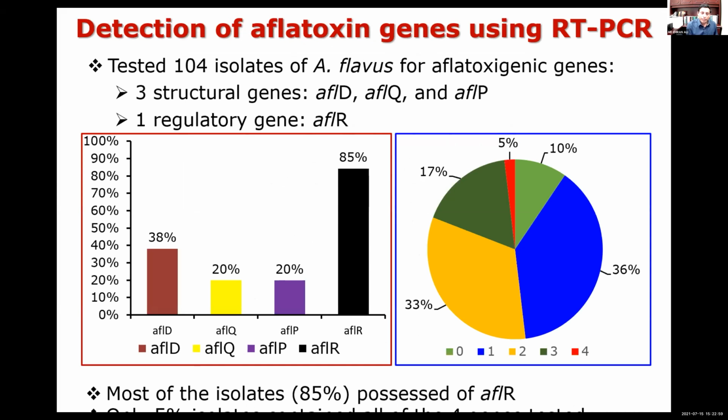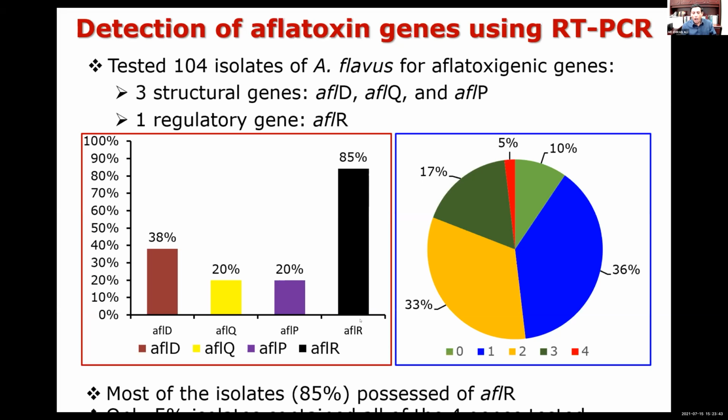Then we moved forward to see whether our Georgia seed lot isolates have any relation to aflatoxin production. To go that far, we first detected the aflatoxin biosynthesis genes: 3 structural genes, D, Q, and P, and 1 regulatory gene, R. What's their status in the genome? As you can see in this bar graph, almost 85% of isolates possessed the regulatory R gene, and for all the other structural genes, somewhere between 20 and 30% of isolates contain them.